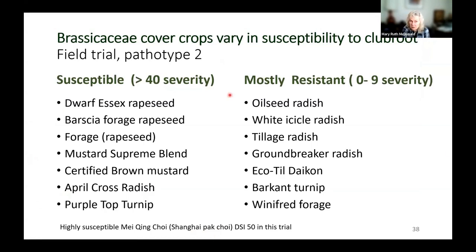But it was also useful to find out that a lot of the daikon radishes sold as tillage radish and some of the others were quite or totally resistant. And there were turnips and some others that were resistant as well. But there's turnips that are very susceptible. So it's really important to check the varieties for those.